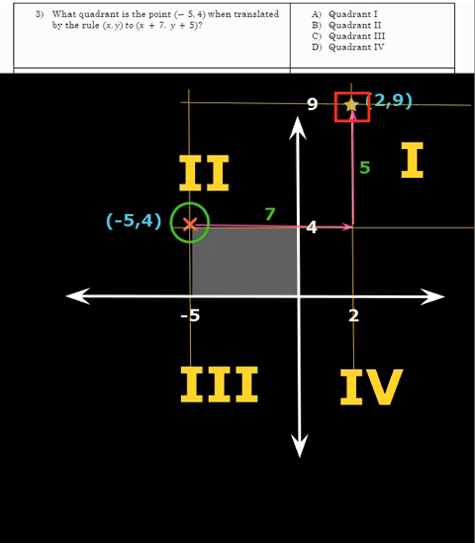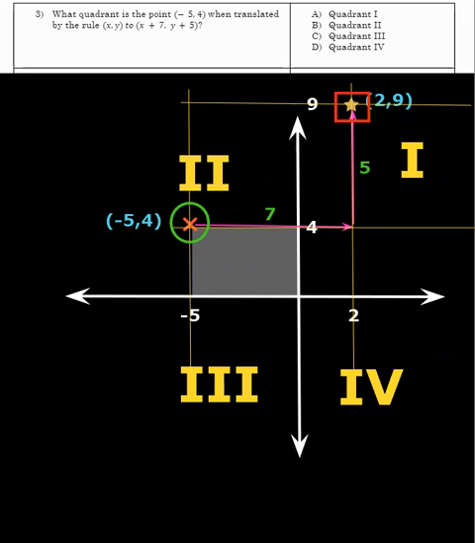Question 3. What quadrant is the point (-5, 4) in when translated by the rule (x, y) to (x + 7, y + 5)? So we're starting at -5, we'll add 7 units, and the x-coordinate will be 2. We're starting at 4, and we're adding 5 units, so the y-coordinate will be 9. That will move the point from its location in quadrant 2 across the y-axis line into quadrant 1.